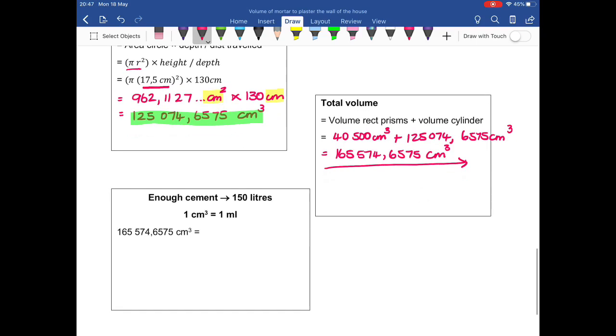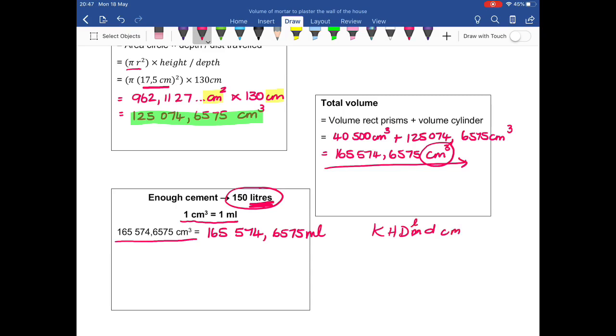But remember, I've got to see if 150 liters would make that. So I have got centimeters cubed, and the only conversion I have is 1 centimeter cubed equals 1 milliliter. So if I've got 165,574 centimeters cubed, then I also have 165,574,6575 milliliters. But remember, we have to get to liters, so we go and find King Henry again. King Henry died miserable death called measles. Now remember, these are liters, milliliters. So I'm changing from milliliters to liters.